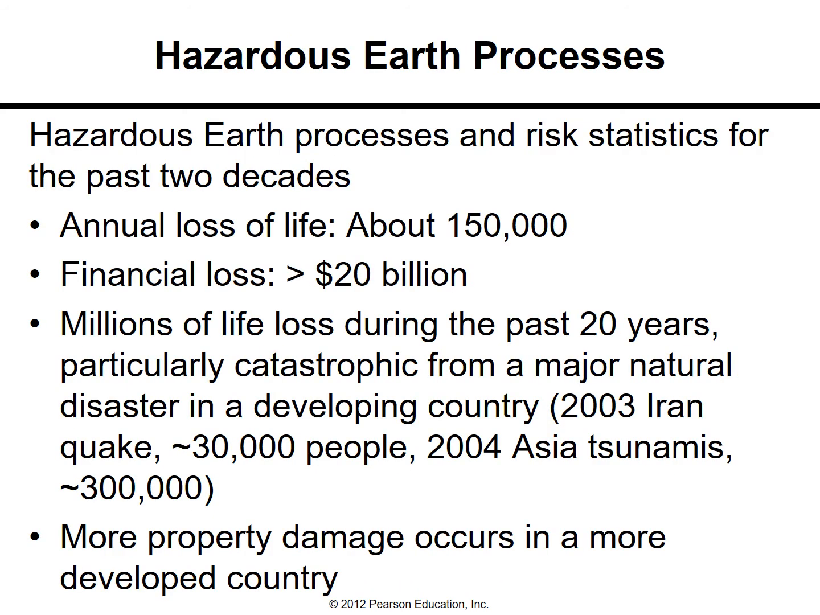The next big concept we want to consider is hazardous Earth processes. Hazardous Earth processes and risk statistics for the last 2 decades show an annual loss of life of around 150,000, a financial loss on an annual basis of over 20 billion. Millions of lives are lost in the last 20 years as a result of major natural disasters in developing countries. There was a 2003 earthquake in Iran where 30,000 people died. In 2004, there were tsunamis in Asia that killed more than 300,000 people.